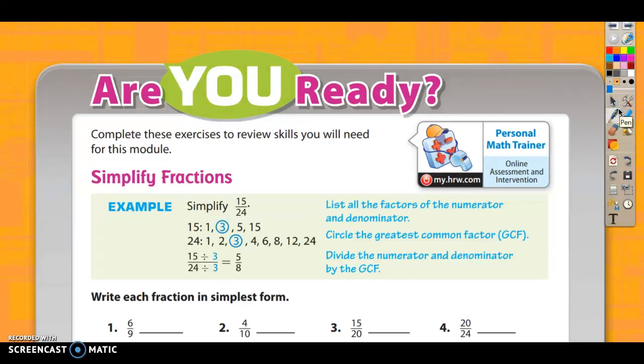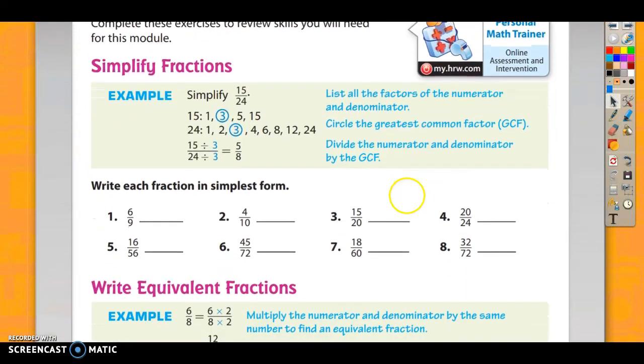Are you ready? This is page 146. We are preparing for Module 6 by reviewing some skills, such as simplifying fractions. So let's check it out. On the example here, we're asked to simplify 15/24.